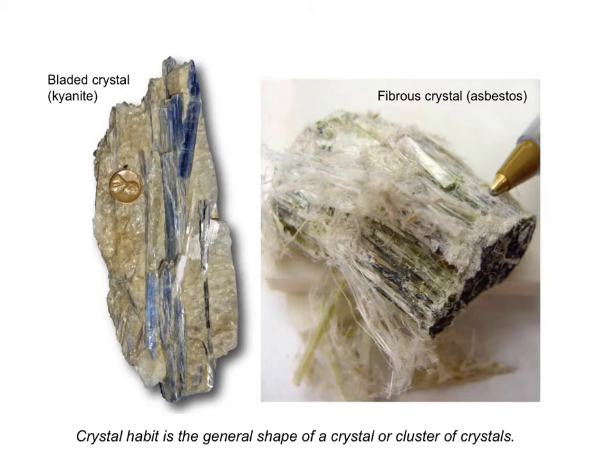On the right, we're looking at an asbestos mineral, and an asbestos mineral is said to have a fibrous habit, for obvious reasons. The mineral asbestos, which is actually a class of minerals, tends to form these fiber-like crystals, and that's what makes them so dangerous. They can be inhaled into your lungs, and they can really badly damage your lungs and your entire respiratory tract.